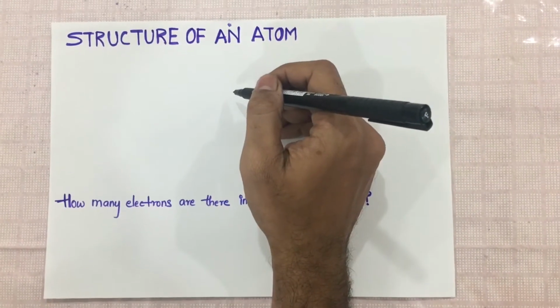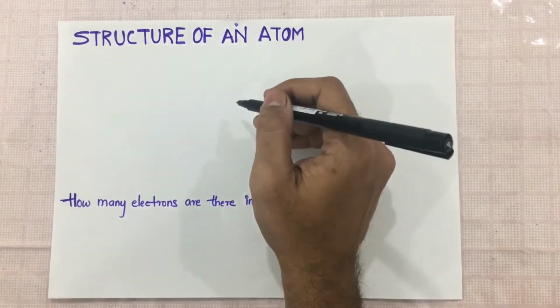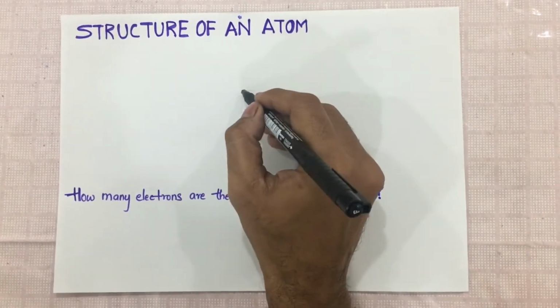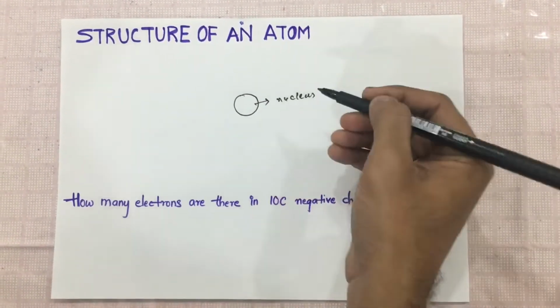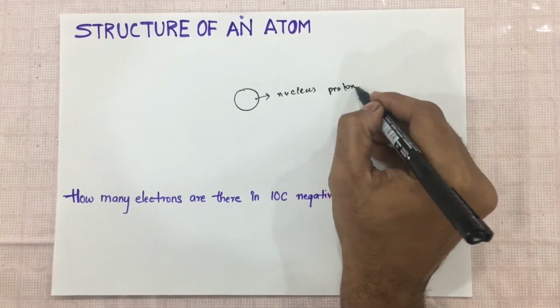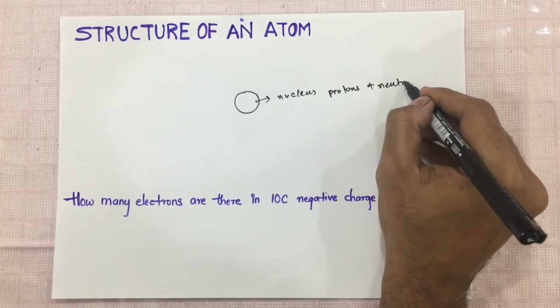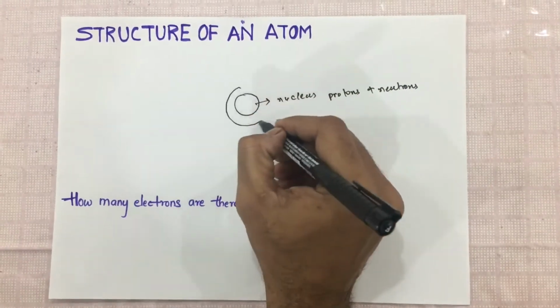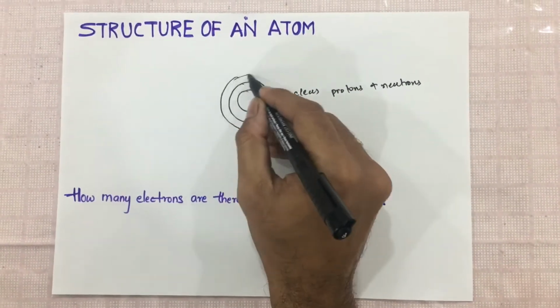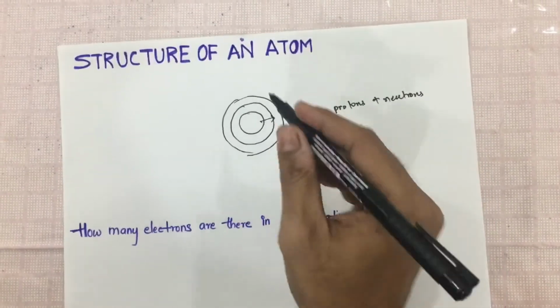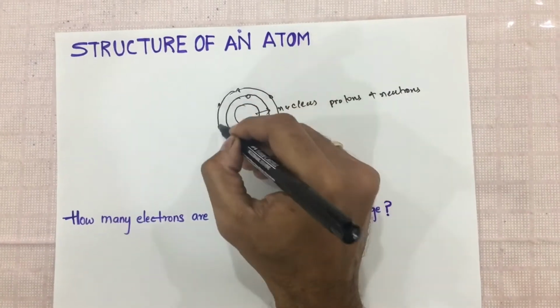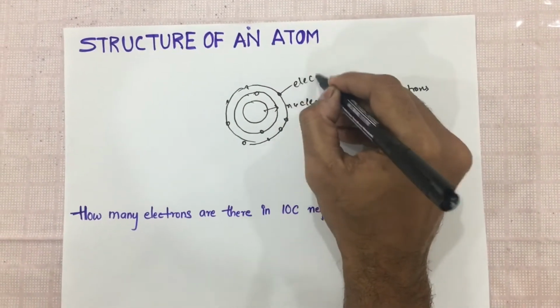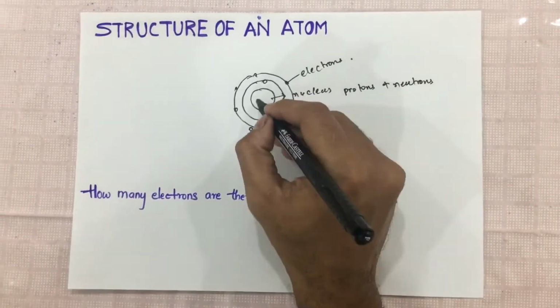Now let us look closely into the structure of an atom to better understand the theory of electrostatics, so that we can understand the development of charges. So what does an atom basically look like? It has a nucleus. A nucleus consists of protons as well as neutrons, and it is surrounded by a cloud of electrons which are revolving around the nucleus. These are the electrons which are revolving around the nucleus.